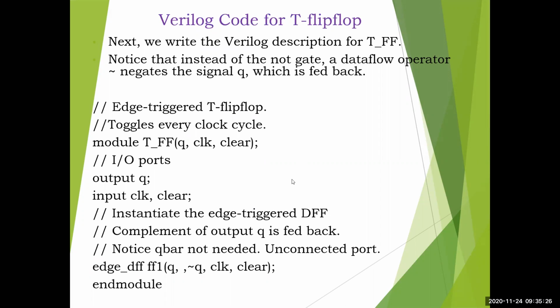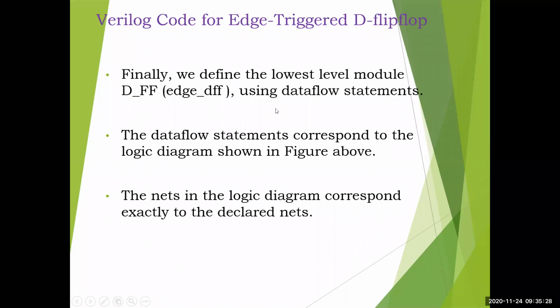Okay, so that is the end of the Verilog description. Finally, we define the lowest level module, the D flip-flop, using data flow statements. The data flow statements correspond to the logic diagram shown in the figure above. The nets in the logic diagram correspond exactly to the declared nets.